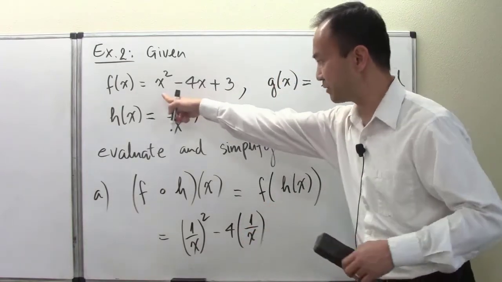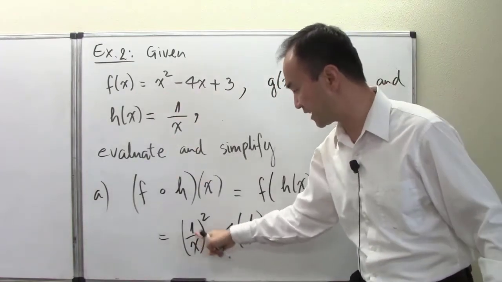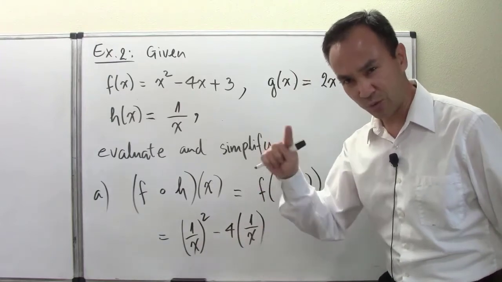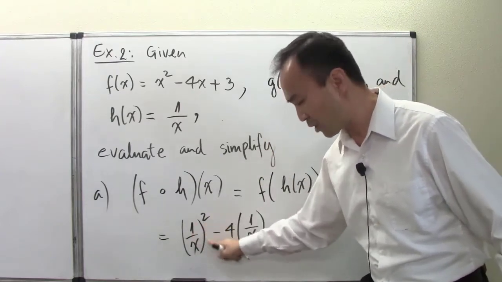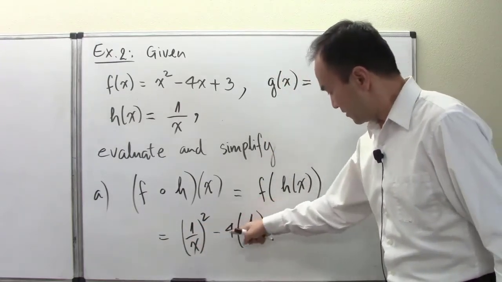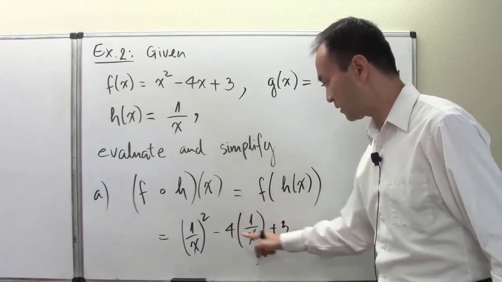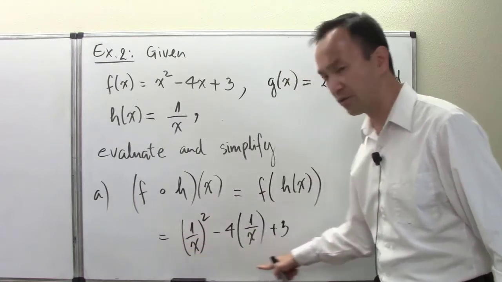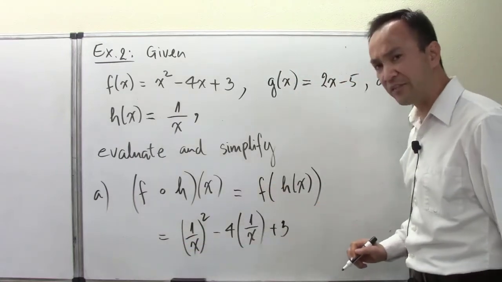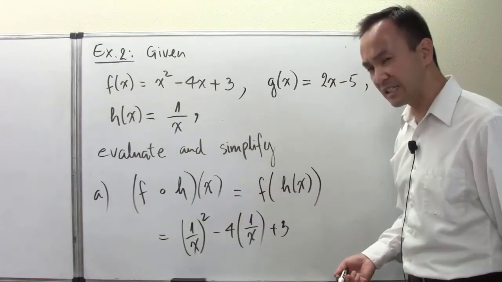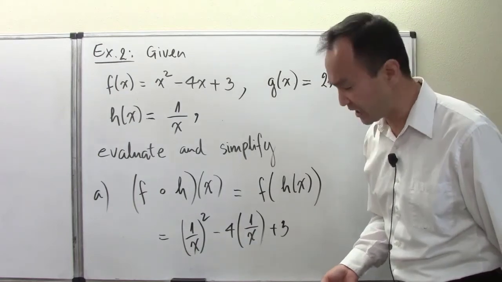Just like that. But now instead of the simple x, it's going to be an expression, 1 over x. And that's why, again, I put that input in parentheses. So minus 4 times 1 over x, and plus 3. At this point, we are done with the evaluation step. But now let's continue to see if we can simplify this any further.